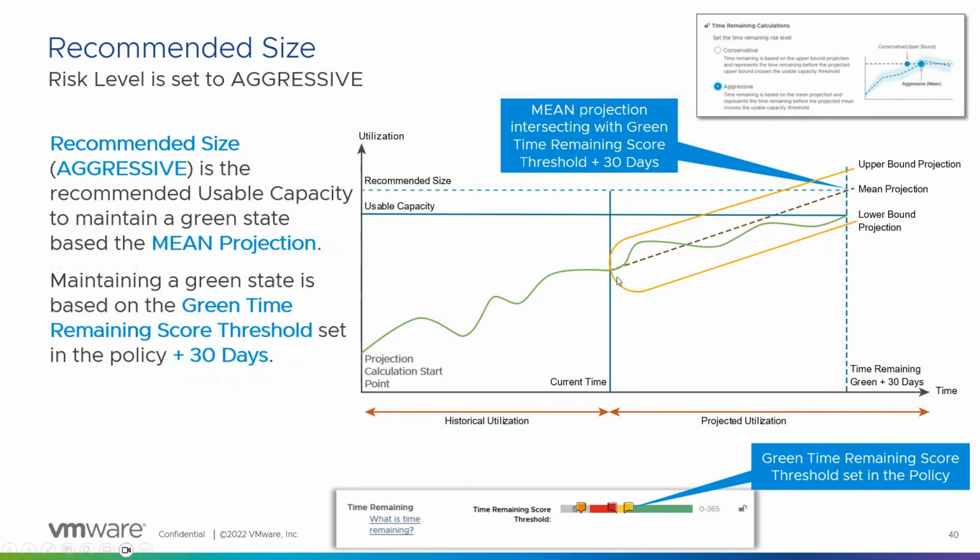Aggressive is the same, but we're looking at the mean. So we go out the time remaining score threshold configuration time plus 30 days, which is 60 days by default for virtual machines, and that gives me what my recommended size would be running in aggressive mode. So out here.